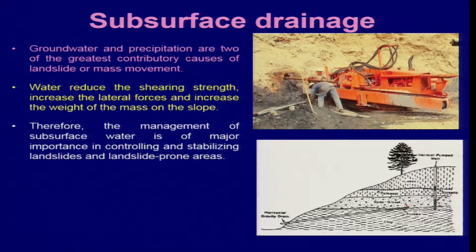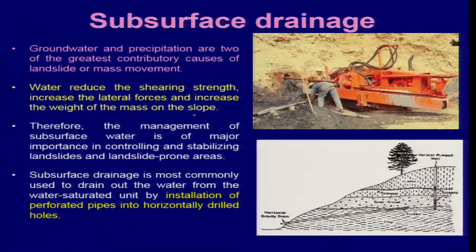slope failure, because water reduces the shear strength, increases the lateral forces, and increases the weight of the mass on the slope. So, during heavy rain you may face these problems, and such areas may have chances of landslide. These pipes are perforated pipes which keep accumulating the water percolating down here, and it will be poured out directly along the slope.